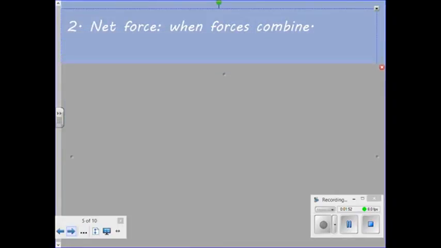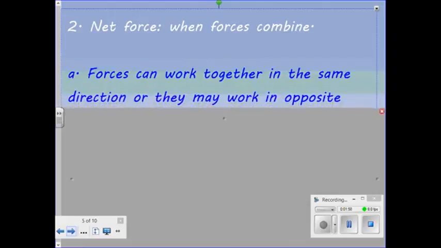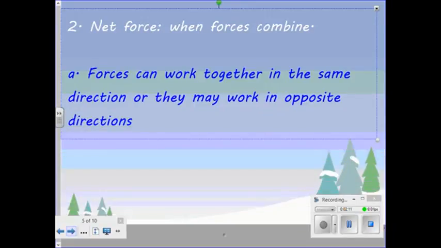Net force is when forces combine. So forces can work together in the same direction, or they might work in opposite directions. And that word will appear soon. There it is. Ta-da.